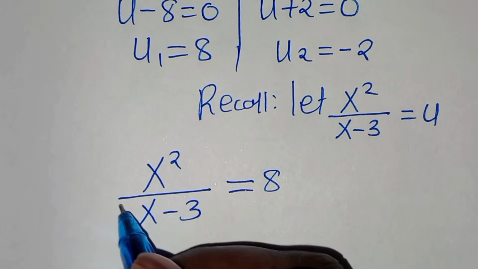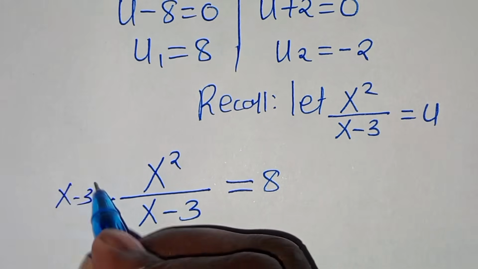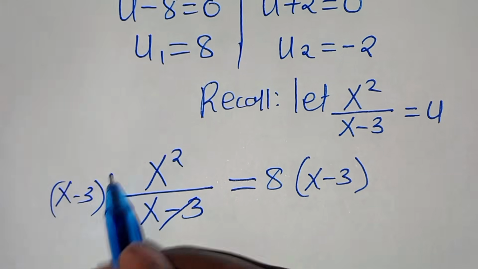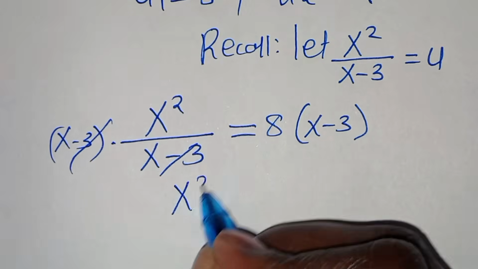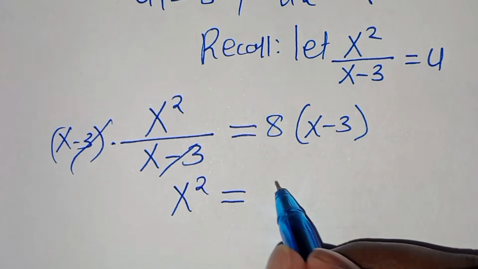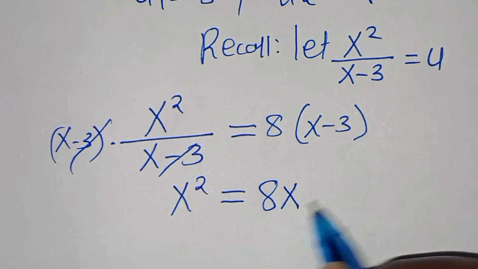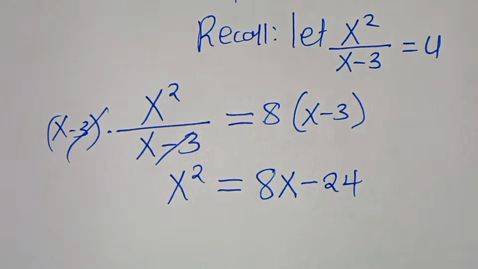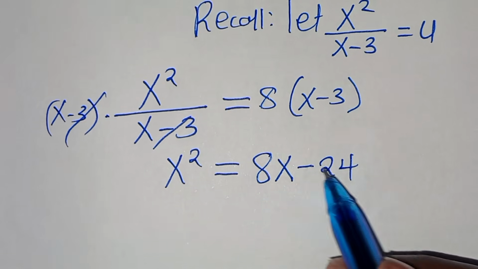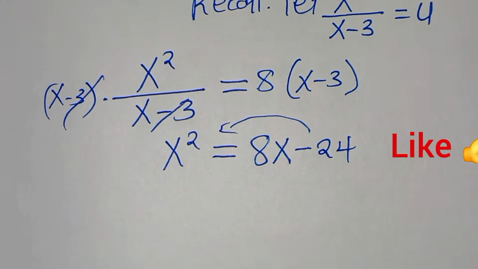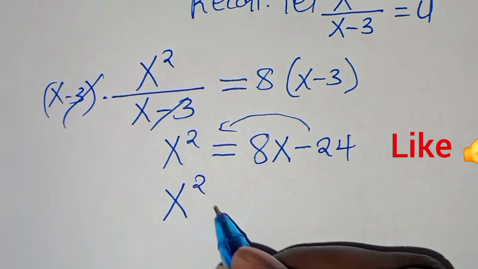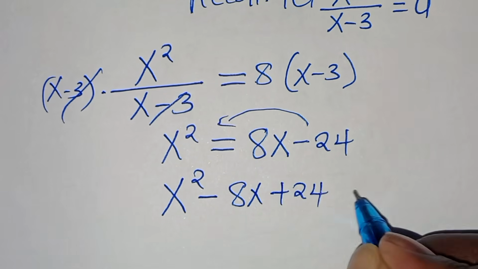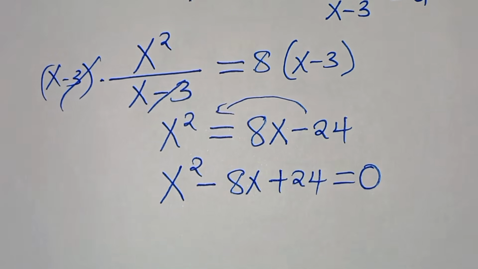So let's multiply both sides by x minus 3. Here we have x minus 3. So let's simplify here. This is x to the power of 2, equal to 8 times x, this is 8x, and 8 times minus 3, this is minus 24. So let's take 8x minus 24 on the left hand side so that we have x to the power of 2 minus 8x plus 24. This is equal to 0.